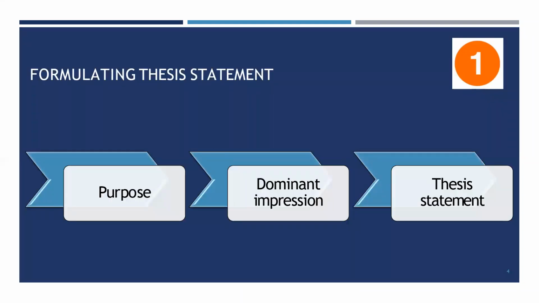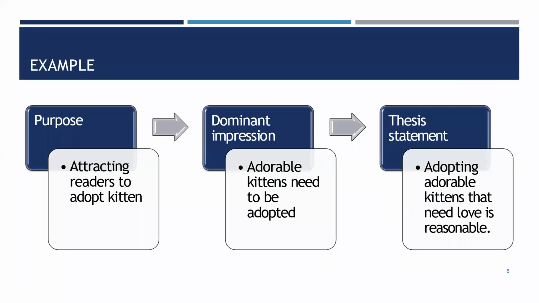In formulating thesis statement, you can include the purpose, dominant impression, and thesis statement. The example of purpose is attracting readers to adopt kittens. This is the example of purpose. And then the dominant impression, the example is adorable kittens need to be adopted. And the example of thesis statement is adopting adorable kittens that need love is reasonable.